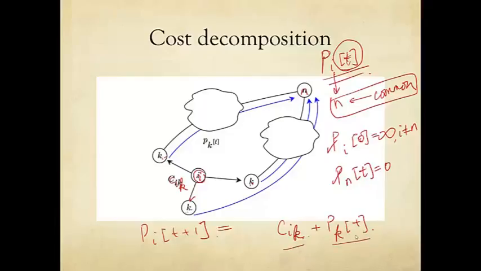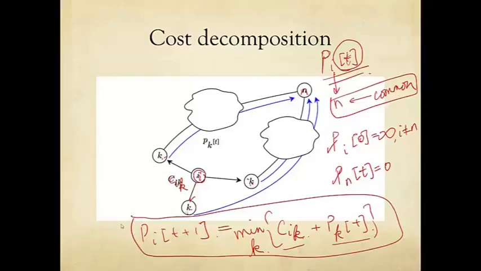Now the question is, which outgoing neighbor K to pick? Well, I'm going to pick whichever one can give me the smallest sum. So pick the min of the sum over all the nodes indexed by K. That's your outgoing neighbors. This is the famous Bellman's equation. And we can indeed rigorously prove that this equality holds.